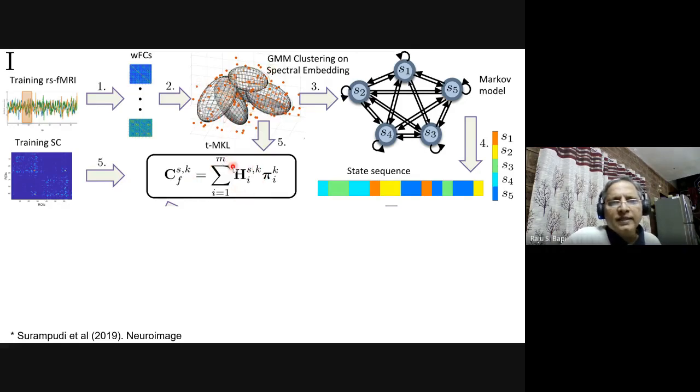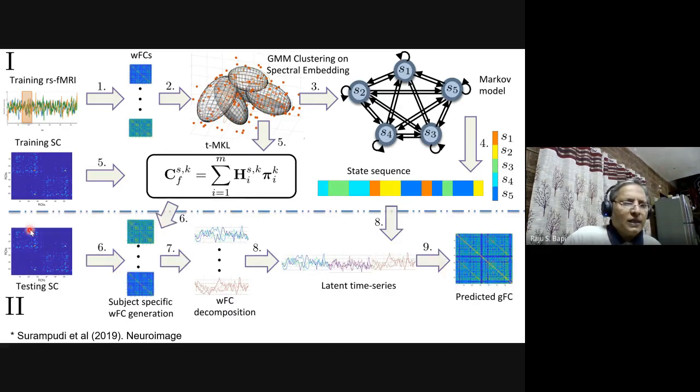So you learn the same model that we have described earlier, the MKL model, but now we have capital K of them over K different brain states. Once you learn this model, again the learning process uses a lasso type of regression, given a test subject's structural connectivity, we can now use this SC to predict what could be the predicted WFCs.